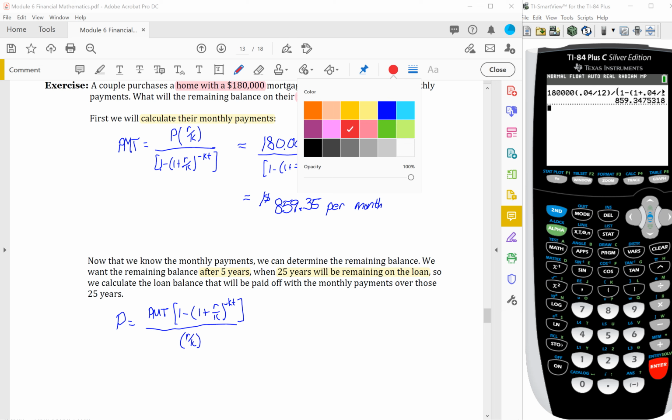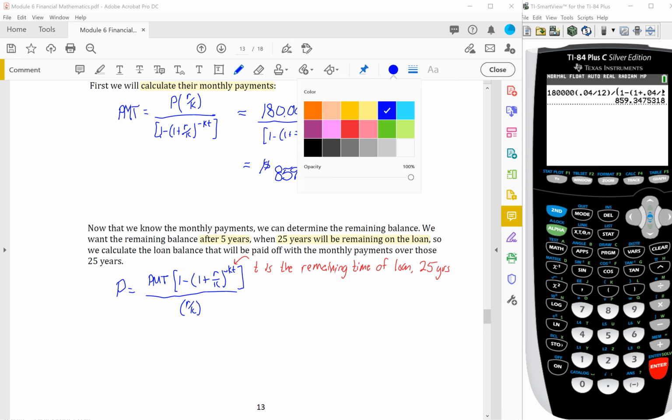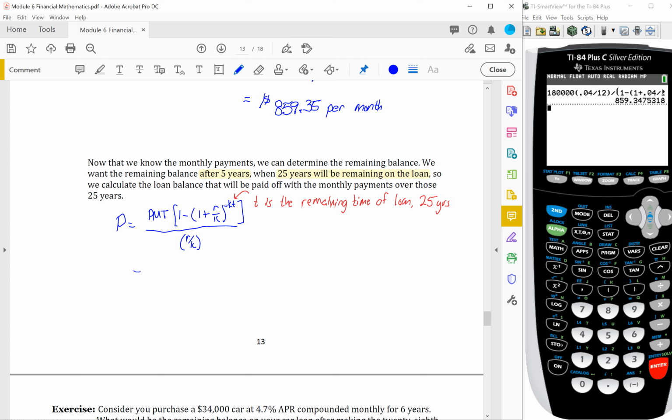And in this formula, again, I want to make sure that we identify that this time T is going to be the remaining time of the loan. So for us, it'll be the 25 years. So this will be the 859.35, 1 minus, 1 plus our interest rate, which was the 4%, divided by 12, raised to the negative 12 times 25, divided by the 0.04 divided by 12.